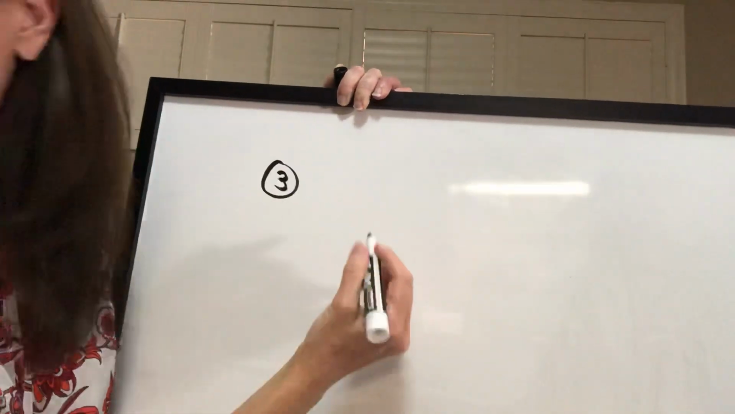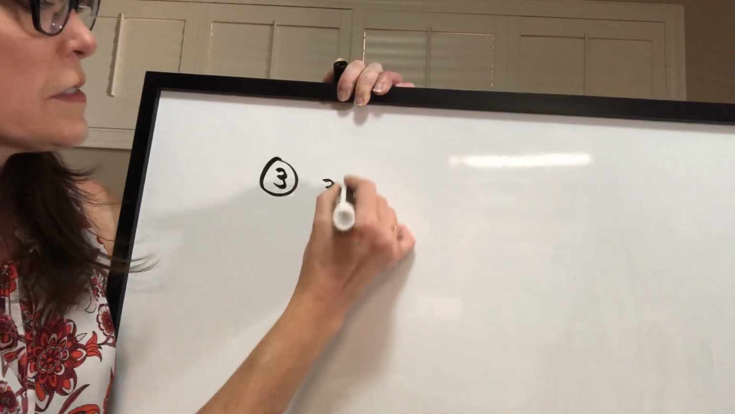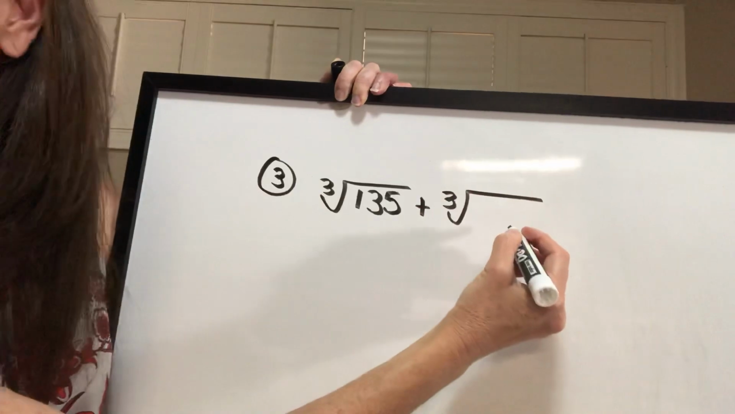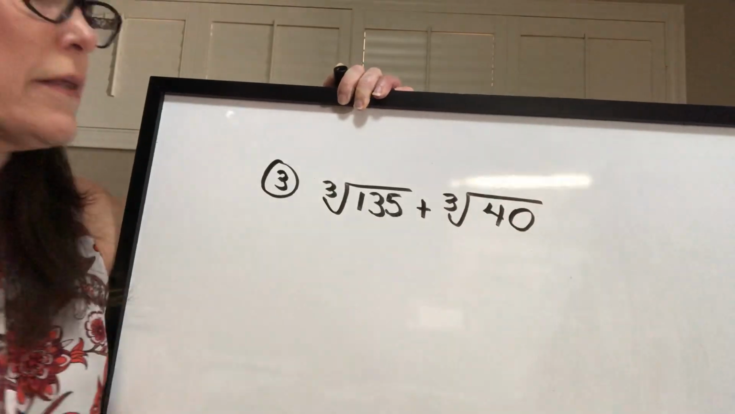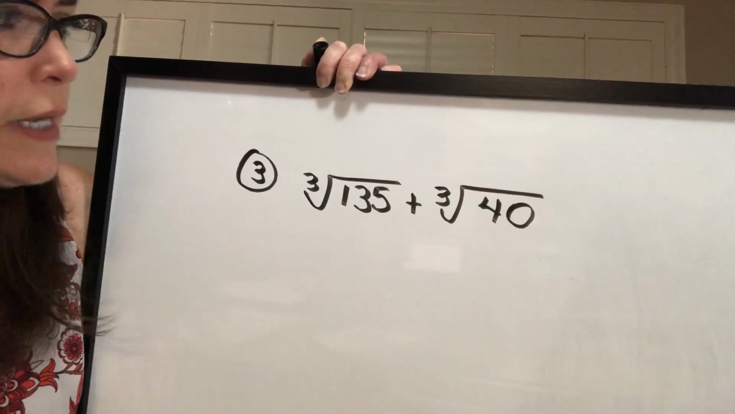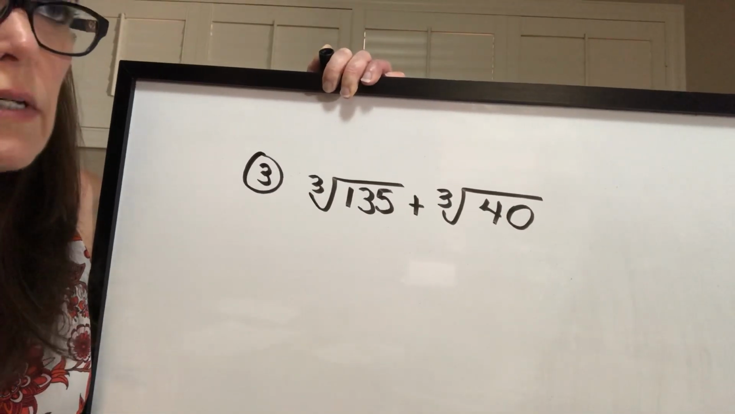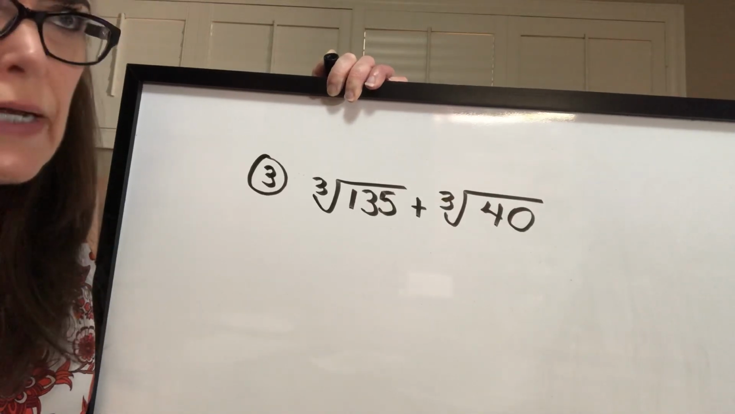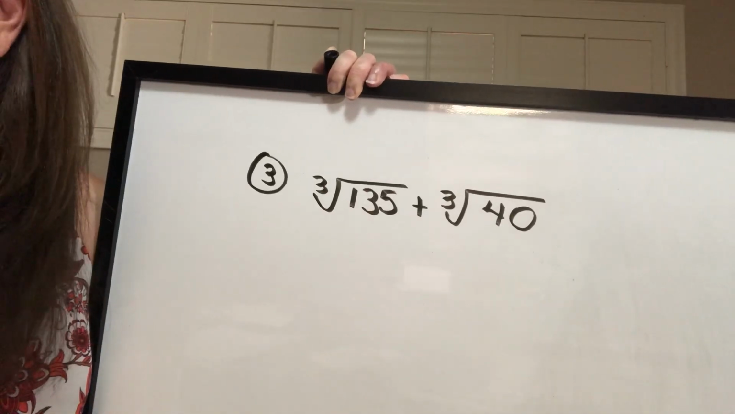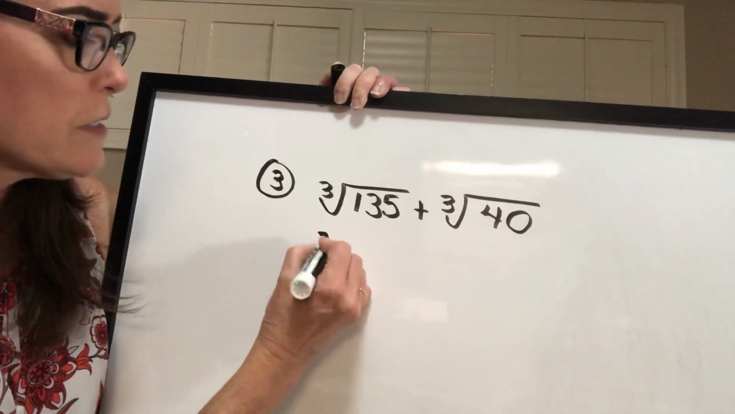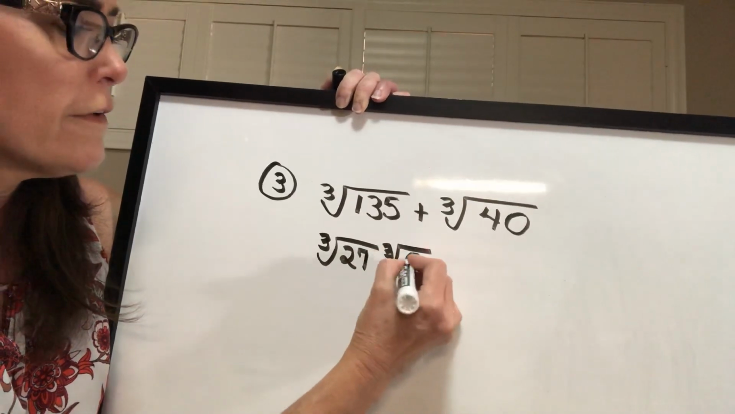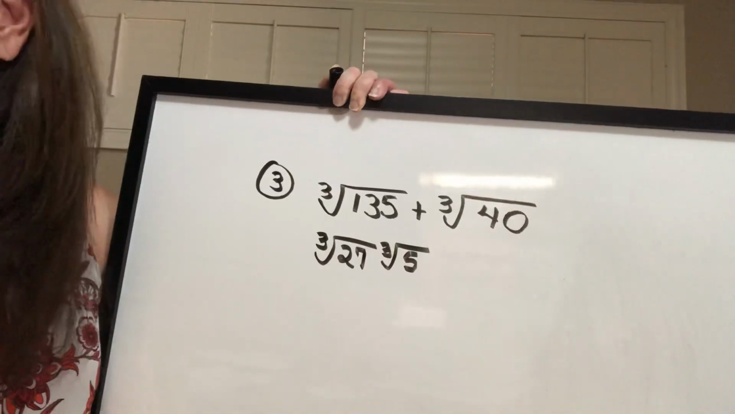Now number 3, the same thing will be true here, but these are cube roots rather than square roots. So you are not allowed to add the numbers together inside the radical. Instead, you have to simplify each one individually and then maybe add later. So you'd want to look at the perfect cubes on the chart that I gave you the other day. So try to find a perfect cube that divides into 135. And you will find that 27 goes into 135 5 times.